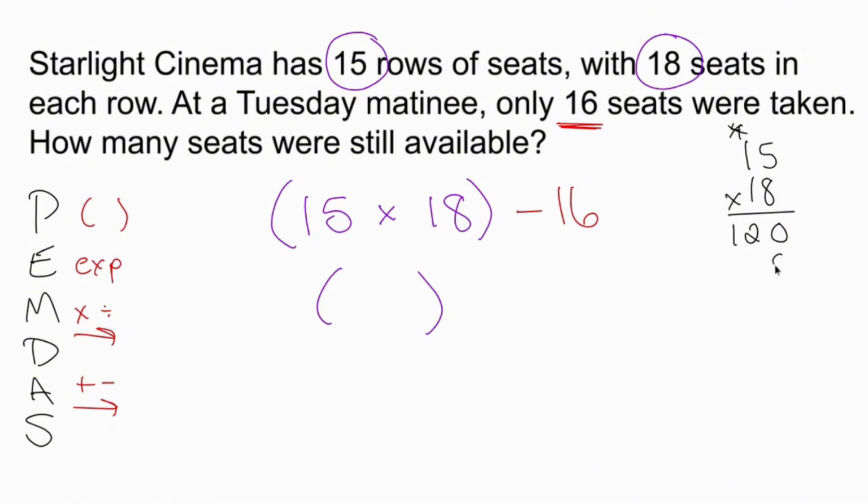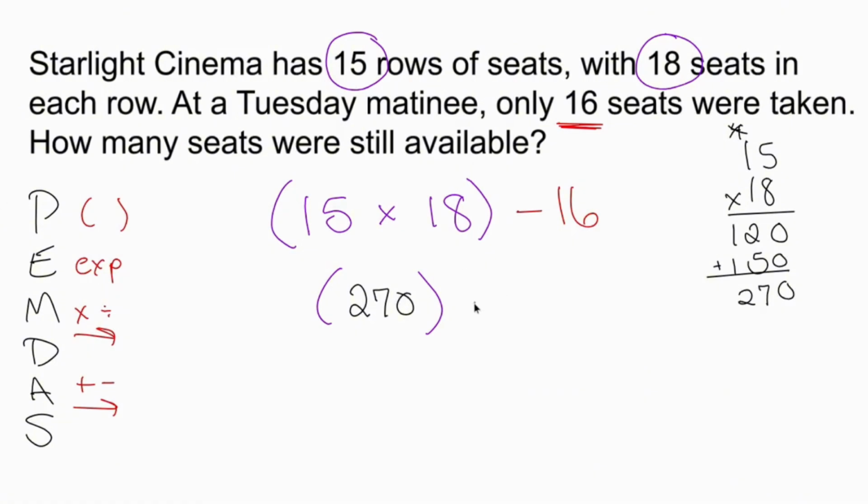Moving over to the 1, I have to drop down a 0. 1 times 5 is 5. 1 times 1 is 1. Add these numbers up. 0 and 0 make 0. 2 and 5 make 7. 1 and 1 make 2. So 15 times 18 is 270.